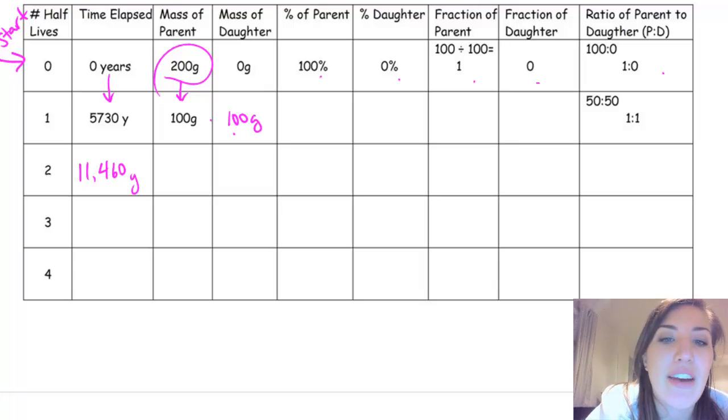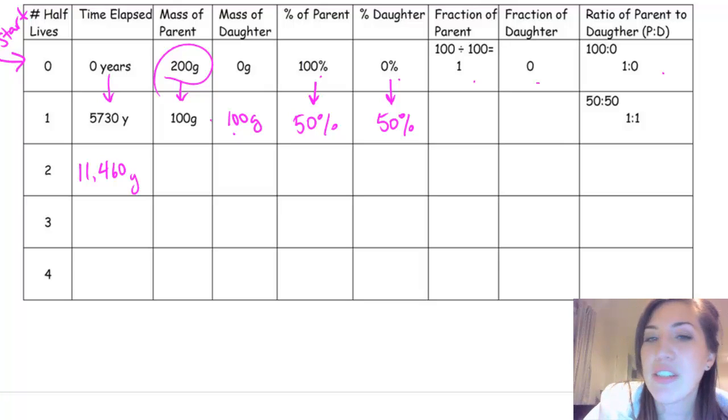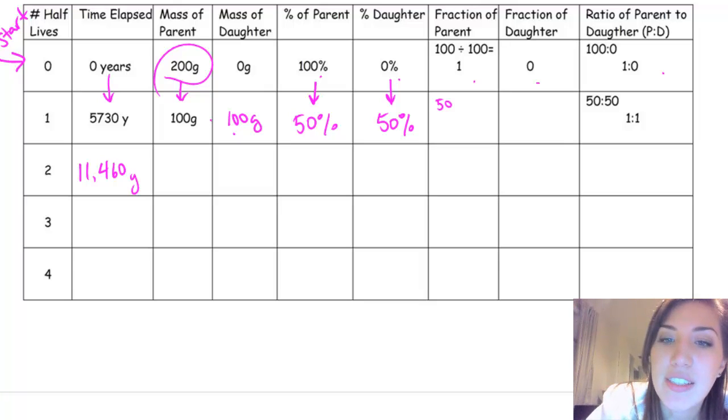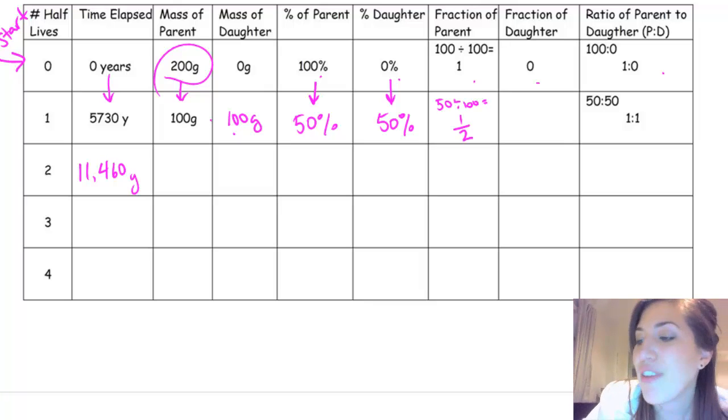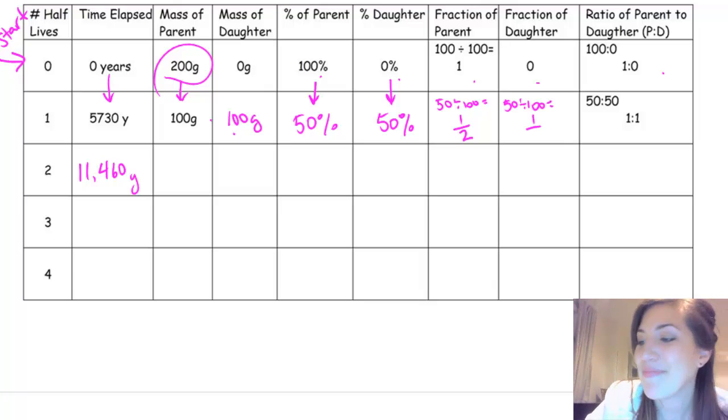So now we only have half, so 50% of the parent, and we have 50% of the daughter isotope. So the fraction of the parent, since we have 50 divided by 100, equals a half. The fraction of the daughter, 50 divided by 100 equals a half. And 50-50 is a 1-to-1 ratio there.